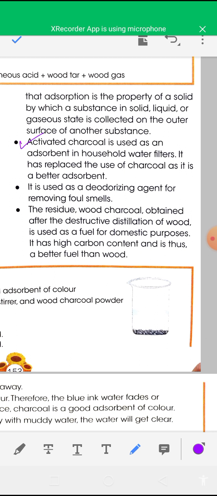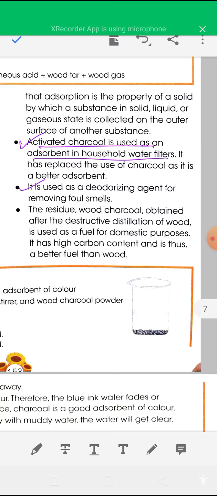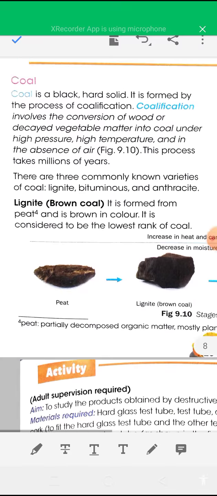Activated charcoal is used as an adsorbent in household water filters. It has replaced the use of charcoal as it is the better adsorbent. It is used as a deodorizing agent for removing foul smells. Okay, so different uses of charcoal are given.